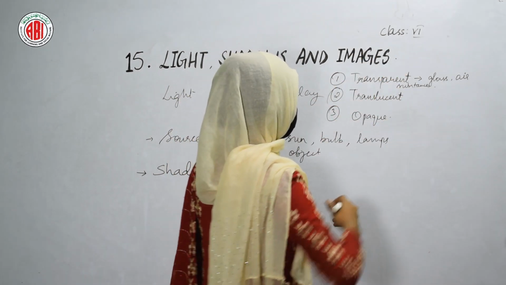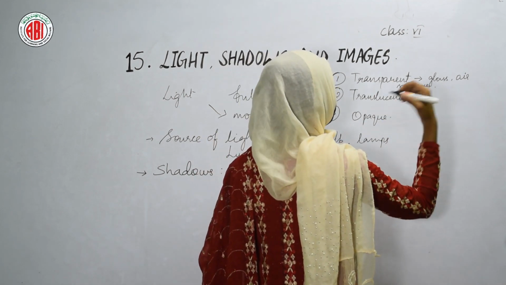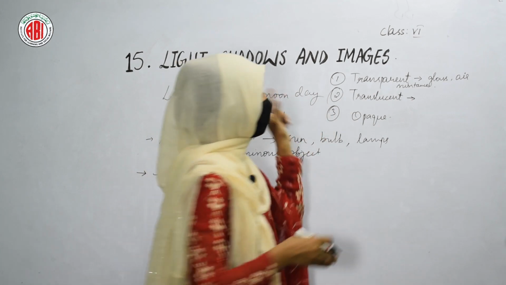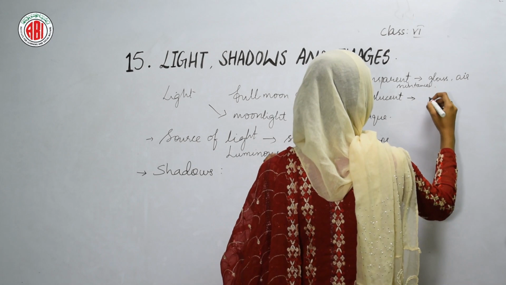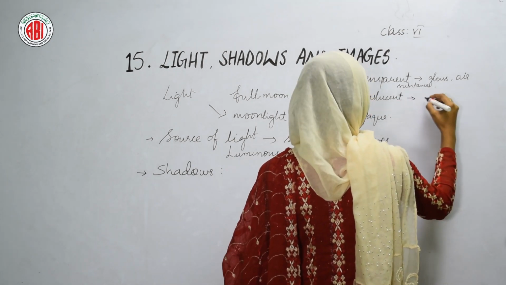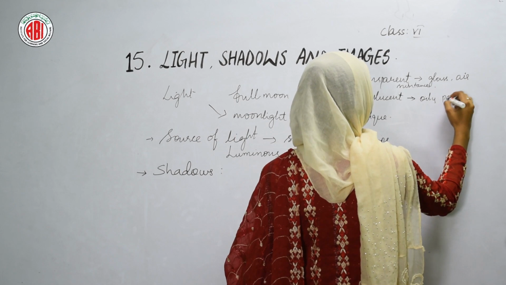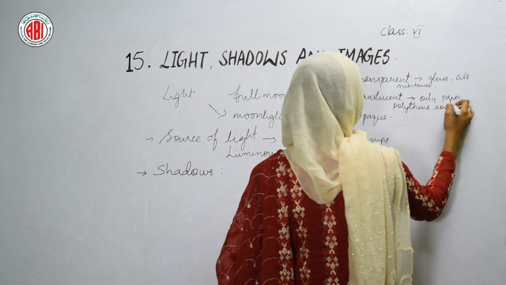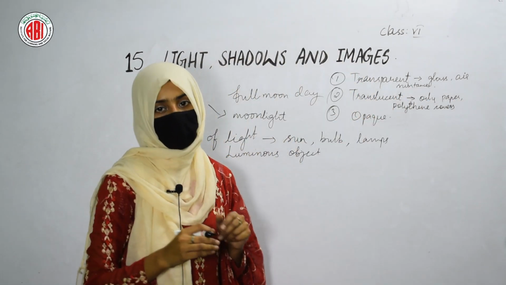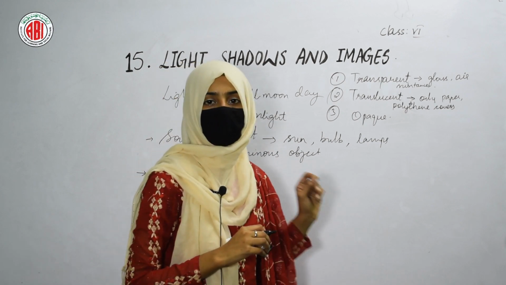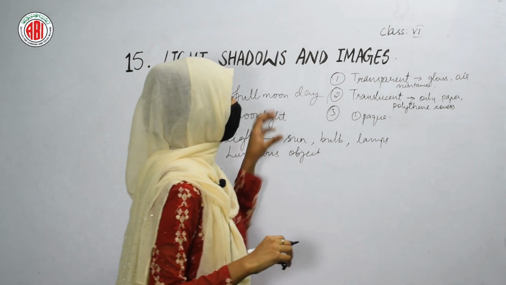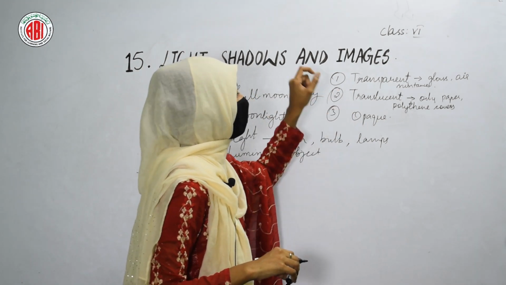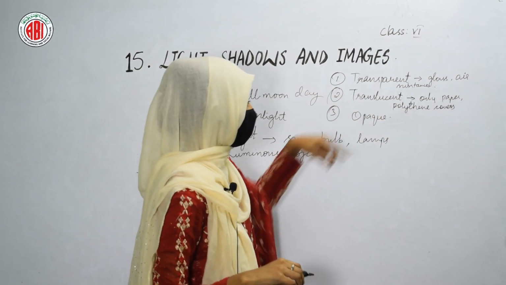The next one is translucent substances. These are the substances that allow the light in a partial way. Completely it does not allow the light to pass through them. Only a certain amount of light is allowed to pass through them. And here we can take an example of oily paper and even polythene cover. So these are the different objects that allow the light to pass through them in a partial way. So these are called translucent substances, and the examples are oily paper and polythene covers.